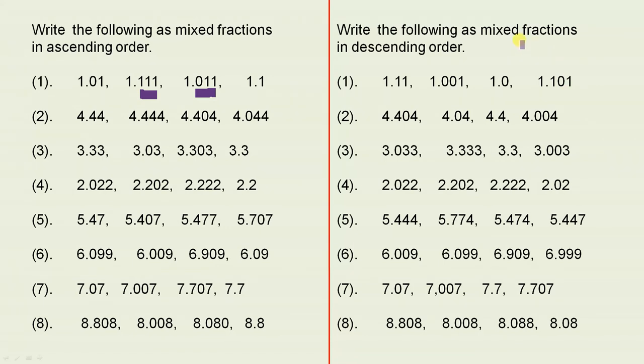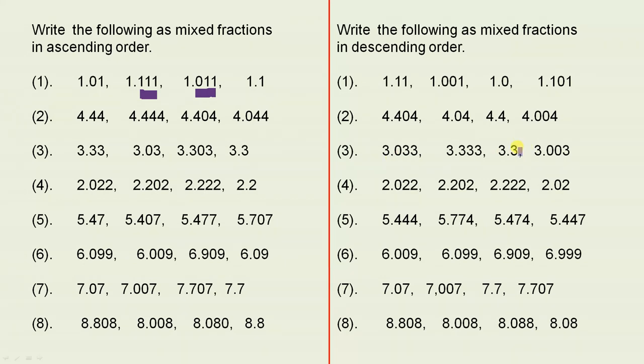Coming on to here, we have mixed fractions in descending order. Descending order means from largest to smallest. So let's look at, say, this example here. We have 3 digits after the decimal point, 3, 1, and 3. So basically, again, it'll be a mixed fraction where the fraction part has a denominator of 1000 because you have 3 digits after the decimal point in each case.